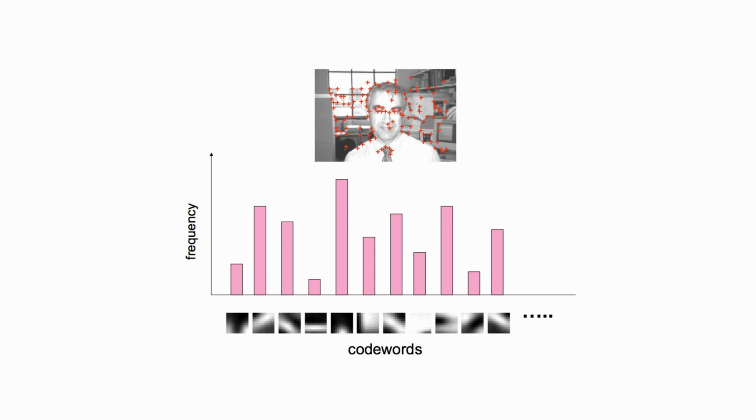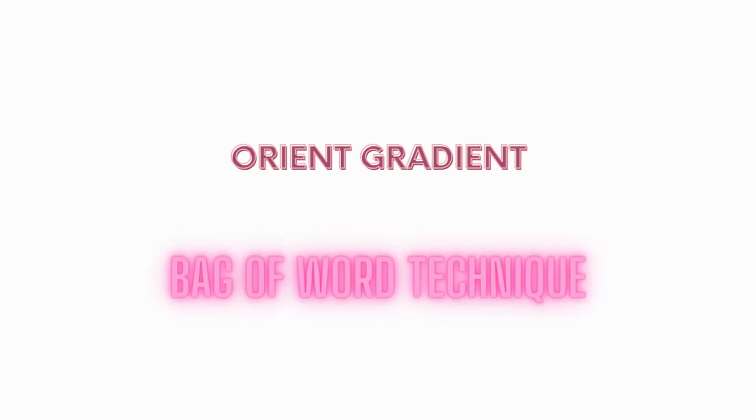Basically, the BOW method involves these actions when used on an image. There are various methods that can be utilized to transform an image into a feature vector. Two highly favored techniques, often utilized in combination with various machine learning algorithms, include the histogram of oriented gradients and the bag of words techniques.